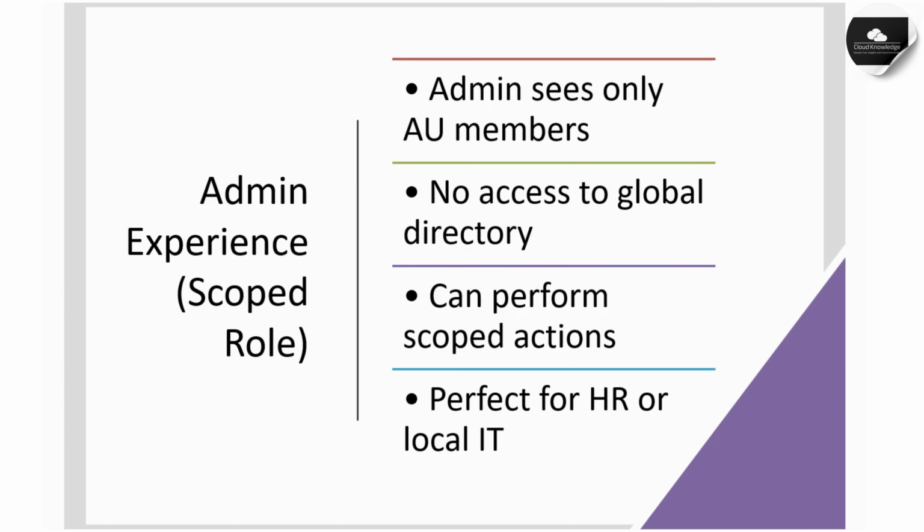What are they? Admins can see only AU members. For example, as we have discussed, if we have an HR AU, then the admins in that AU can see the members which have been added in the HR department. No access to global directories means they don't have access to the entire Entra ID if they don't have direct privilege on it. They can perform scoped actions. Scoped action means the permissions which you have given with the help of RBAC. They can only do the specific tasks for that particular AU which has been assigned.